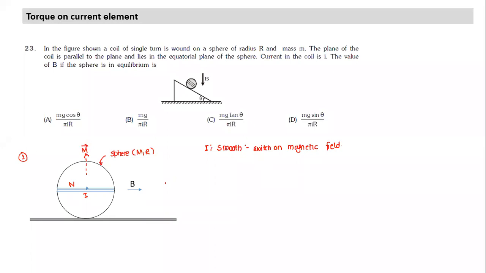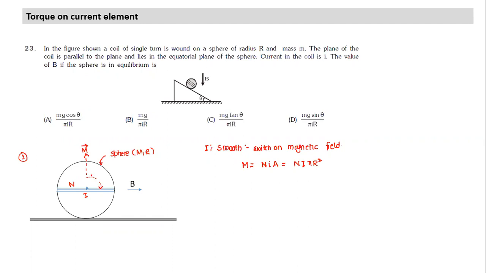And what will be the value of the magnetic dipole moment? Magnitude is number of turns into current into area, that is n into I into pi r square. That is the magnetic dipole moment. The moment we switch on the magnetic field, torque will start acting, and we know the magnetic dipole moment will try to turn in such a way that it aligns with the magnetic field.